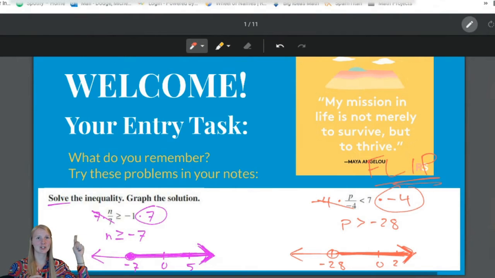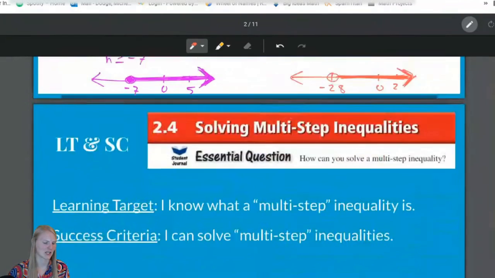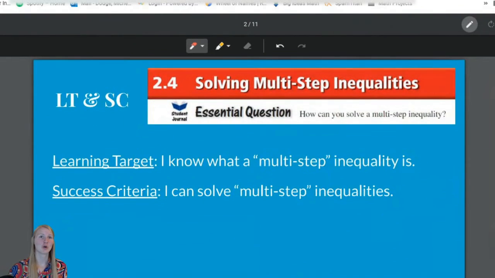If it didn't, please watch the last 2 videos. Three videos ago showed you how to graph, and the last 2 videos showed us how to solve. And speaking of solving inequalities, today we're going to be solving multi-step inequalities. Very similar to when we were solving equations, we solved single-step equations and then multi-step equations. We're going to do the same thing.